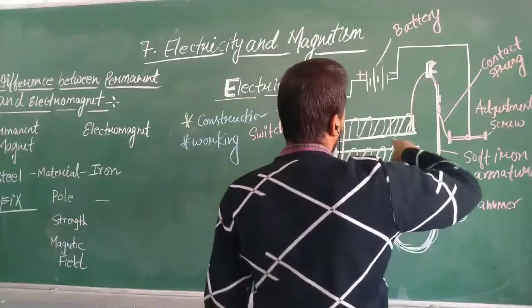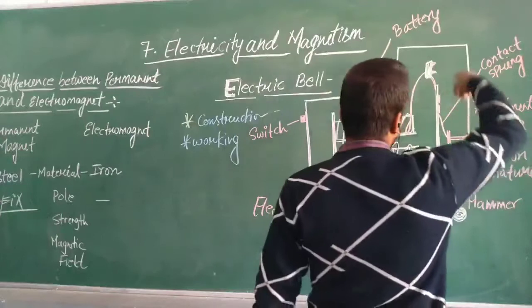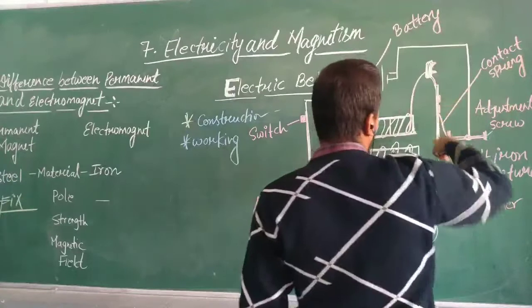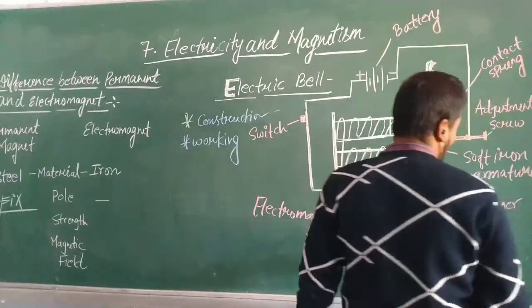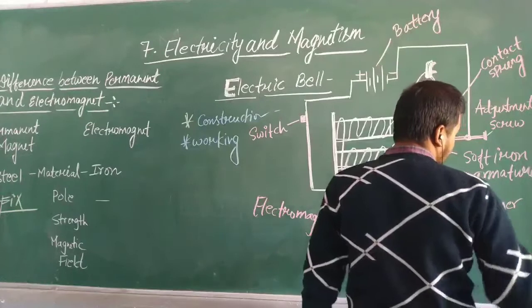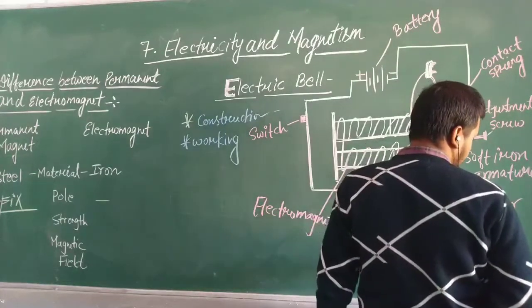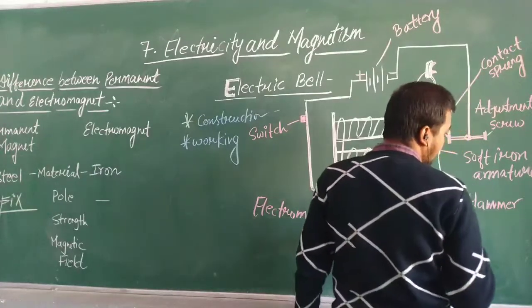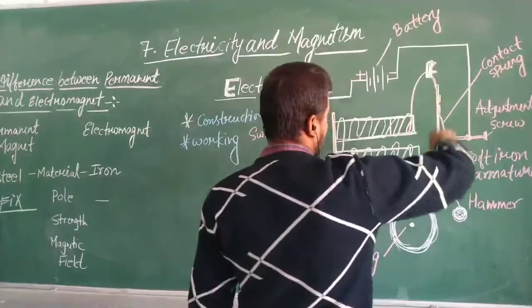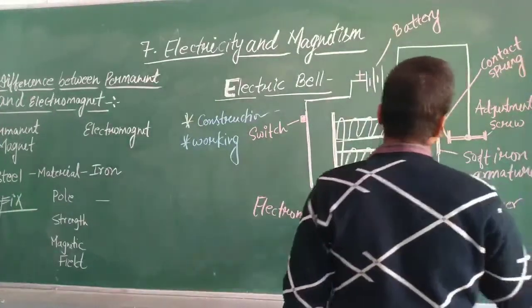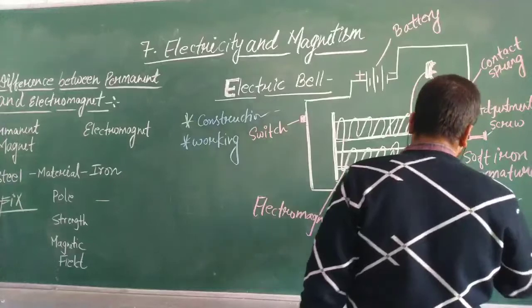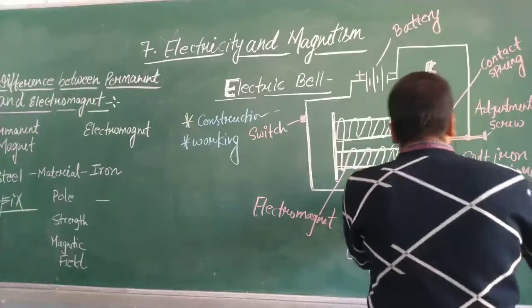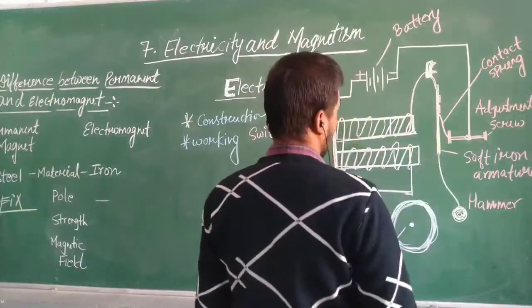Okay, when the circuit completes, this coil will attract the soft iron armature and the hammer will hit this gong and sound will be produced. This is the first part of the working. When the armature is pulled towards the electromagnet, it will lose the connection. The hammer goes away, it loses the connection, and automatically it adjusts itself to its original position.